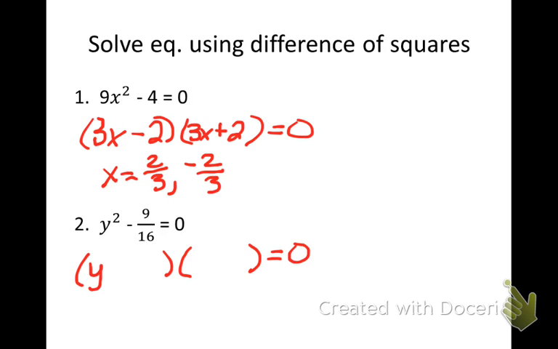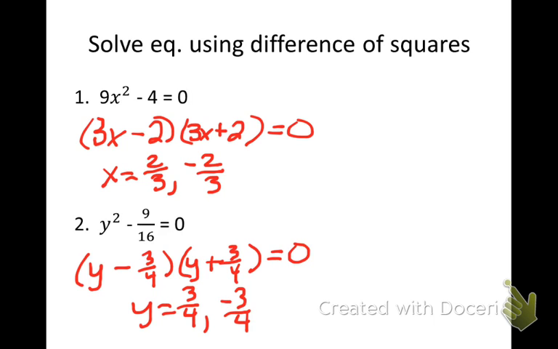The square root of the first will be y and y. What's the square root of 9/16? Well, the square root of 9 is 3, and the square root of 16 is 4, so it will be 3/4. One minus, one plus. So when you solve, add 3/4, you'll get y equal 3/4. This when you subtract 3/4, and you get y equal negative 3/4.